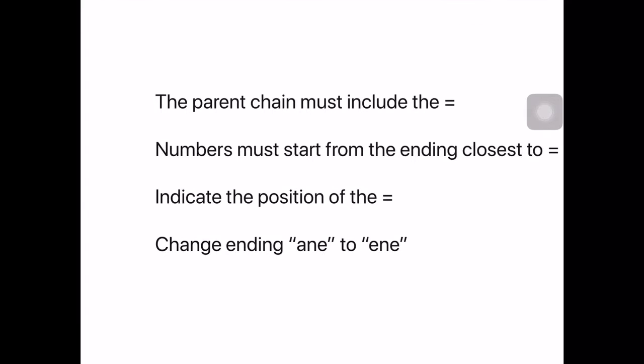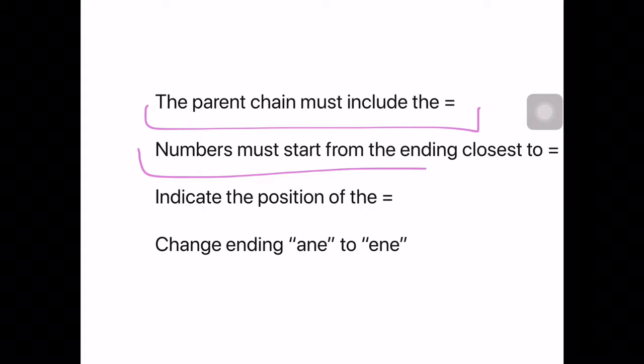Alkenes are organic compounds that are recognized by the double bonds that are present in their chemical structure. According to the IUPAC system, in order to name an alkene, you have to follow the same rules as when naming an alkane, only with these differences. The parent chain must include the double bond. The numbers must start from the ending closest to the double bond. Indicate the position of the double bond and change the ending "-ane" to "-ene".